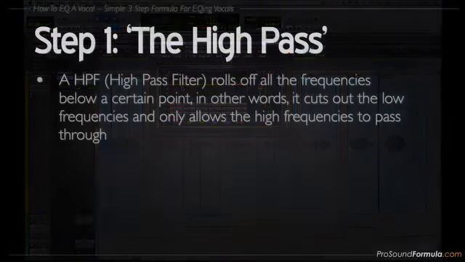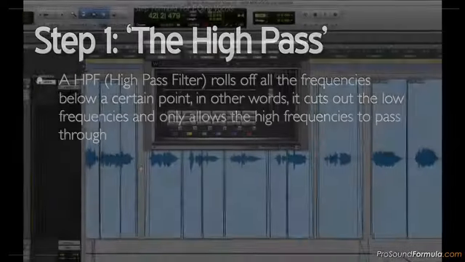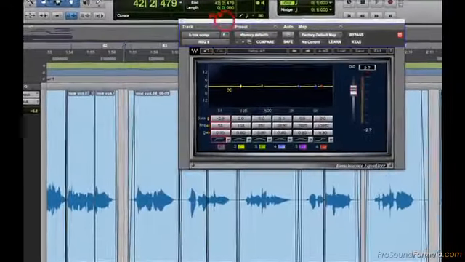Okay, so step one is to use a high-pass filter. A high-pass filter only allows the high frequencies, or the frequencies above a certain point, to pass through, and it rolls off the low frequencies. Now if you don't understand that, don't worry, let me just show you what that sounds like.